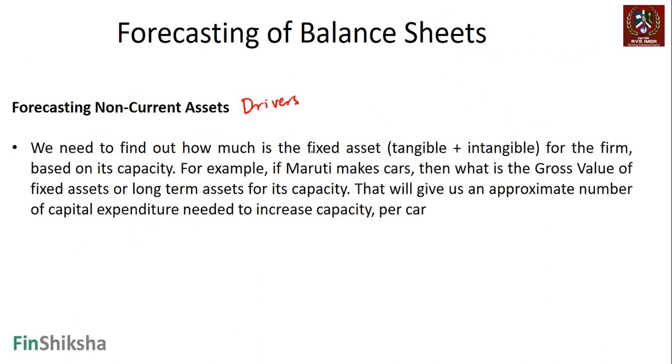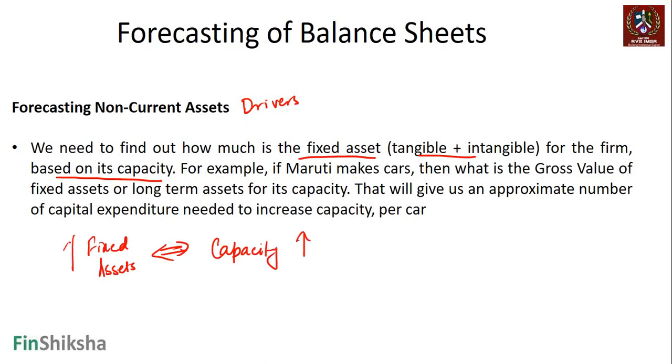We need to find out how much is the fixed asset, tangible plus intangible, for a company based on its capacity. Remember, if Maruti makes cars, what is the gross value of fixed assets or long-term assets for a certain capacity? Your fixed assets or long-term assets are going to be a function of your capacity. There is no real difference between these two. If you add capacity, you expect the fixed assets number to go up as well.